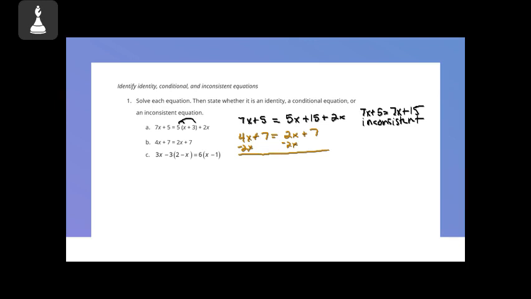I now have 2x plus 7 equals 7. I am going to be able to solve this. I can keep working here, subtract 7. 2x equals 0. This again is a true statement. The way that I can get 0 here is if x equals 0. 2 times 0 is 0. So these two equations will equal each other when x is 0. This is a solution. So this is conditional.